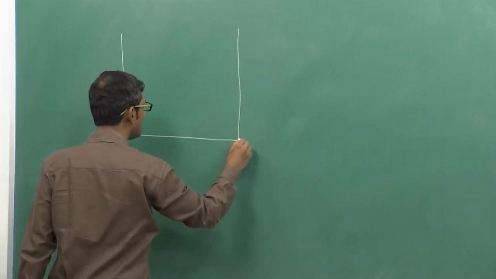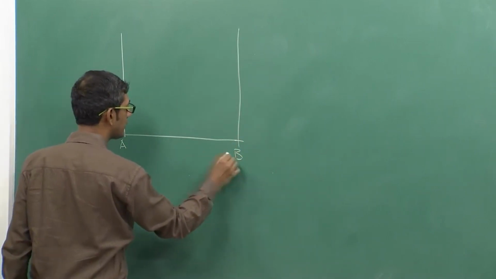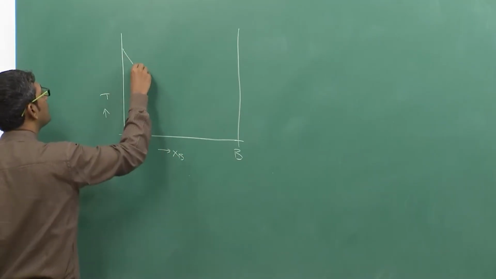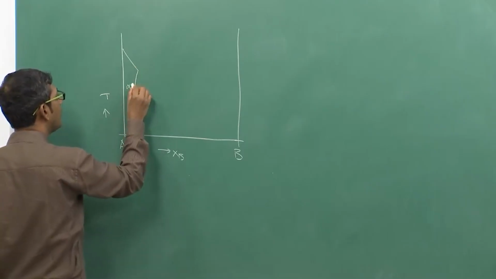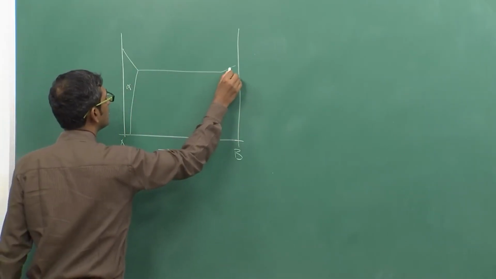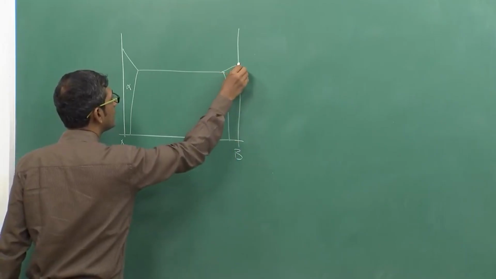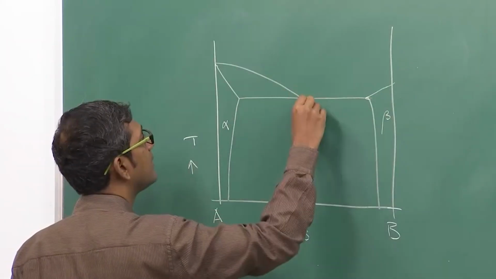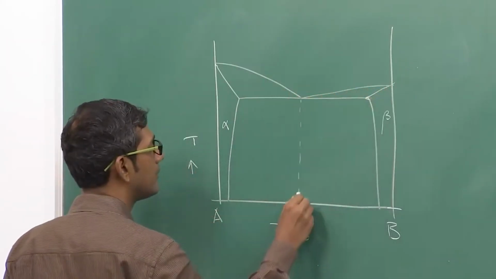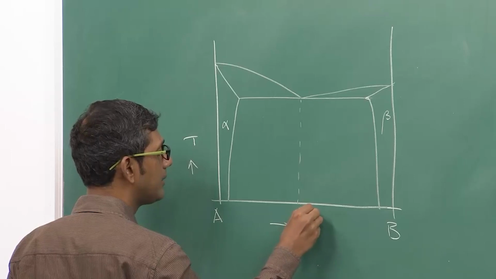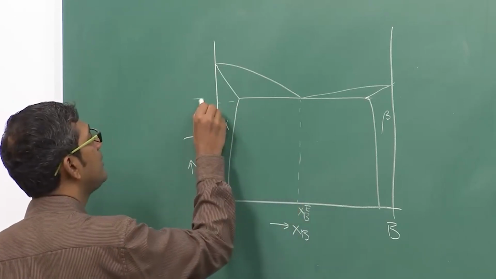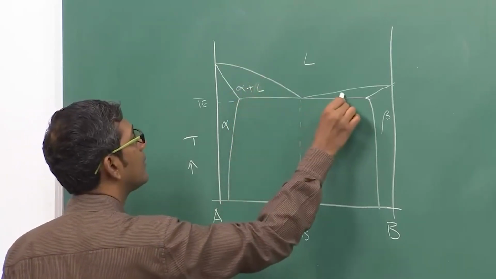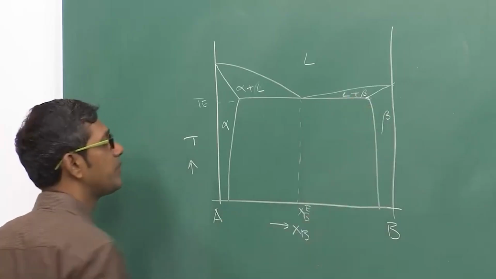So, if I take a simple phase diagram which I showed you in the last lecture, with two terminal solutions, one alpha, the other one beta, with a eutectic point at XBE, temperature TE, this is a typical phase diagram.